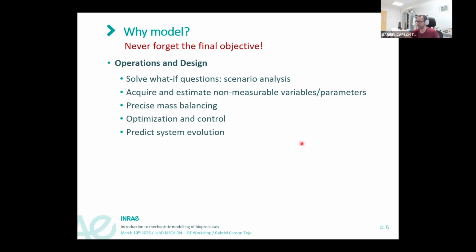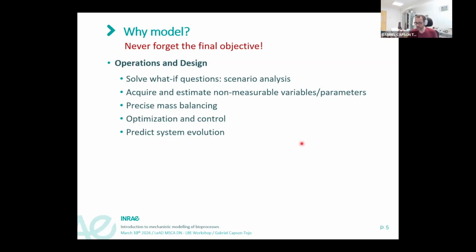It's not because you have data, it's not because you are able to make a model that you're going to do it. You need to think about why you're doing this exercise. There are many reasons, and I hope after this short lecture, you're going to get some motivation on why modeling. And a first very obvious reason is for operational purposes and for design.